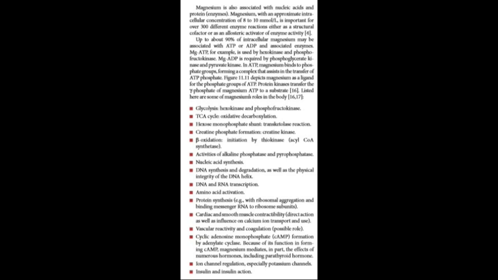Then in the TCA cycle, the oxidative decarboxylation reaction is where Mg, that is magnesium, is connected. Then the hexose monophosphate shunt, that is the HMP shunt. In that, the transketolase reaction is there, where Mg is needed. Then creatine phosphate formation, where the creatine kinase enzyme is in need of magnesium.